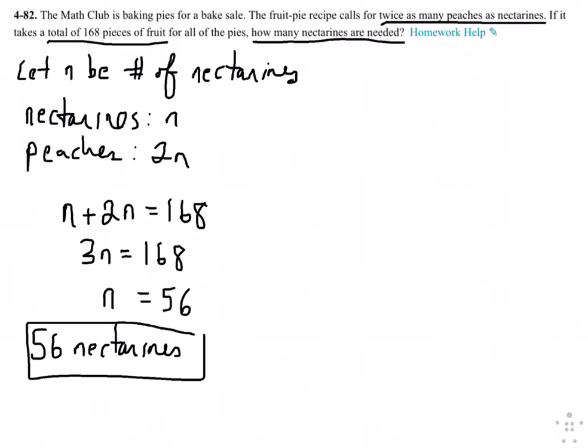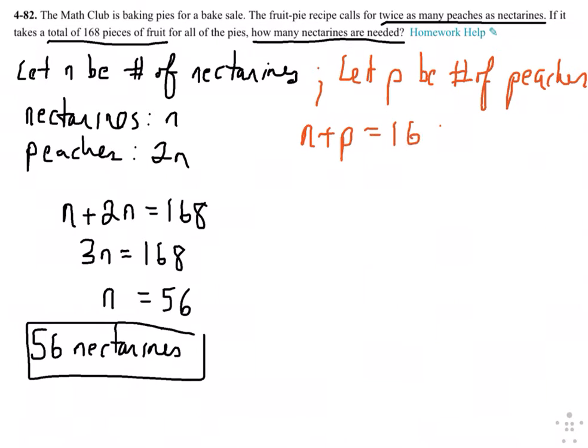Now, if you wanted to do it with two variables, I'm going to add to this, I could then say let P be the number of peaches, right? And then we could get two equations. We could say n plus P has to equal 168, and the other equation would be P equals 2n, right? So if we did it this way, we could have a system of equations. And now we could solve, right?